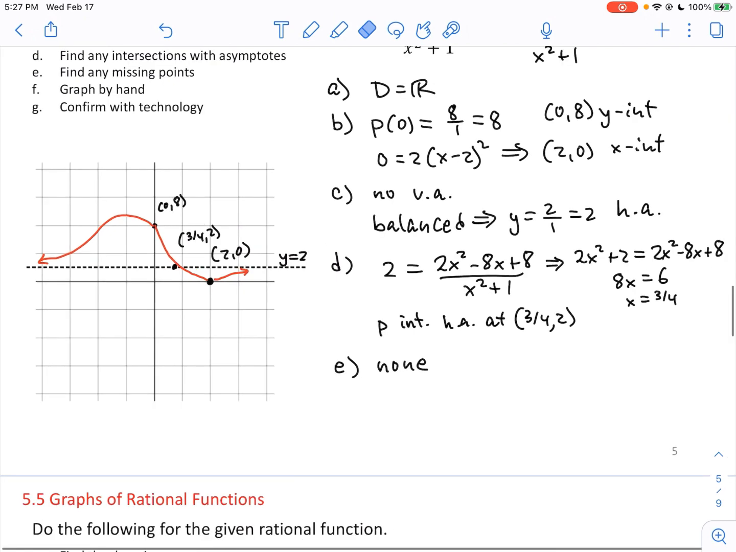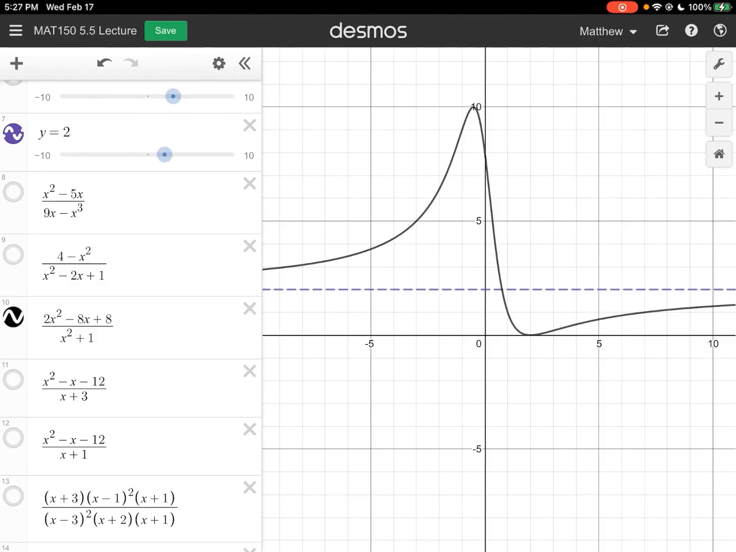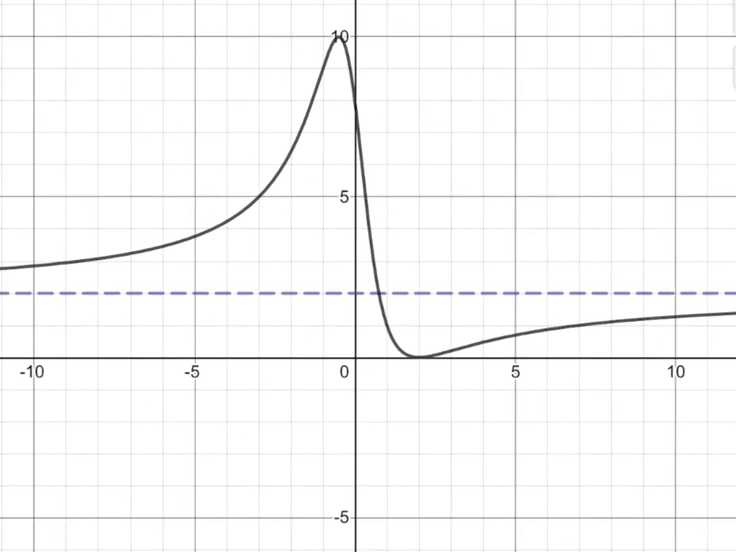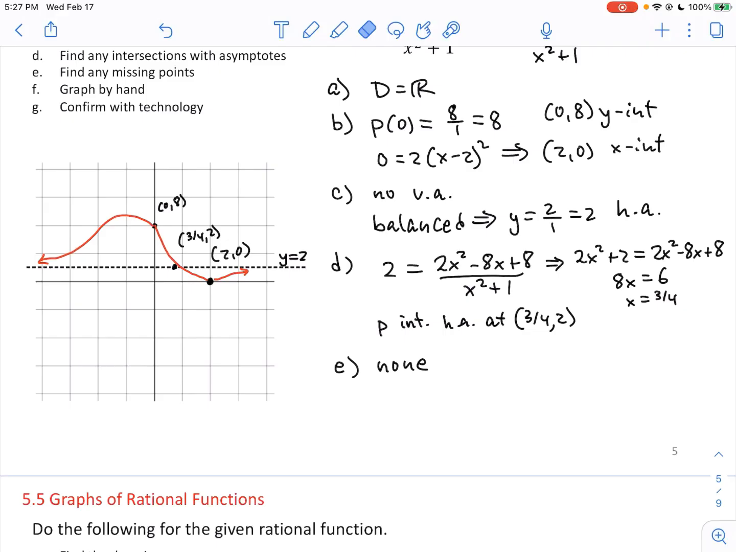So let's go ahead and confirm with technology. And here's what it actually looks like with a more consistent scale. Change the scale, and we get something that looks more like what I drew.